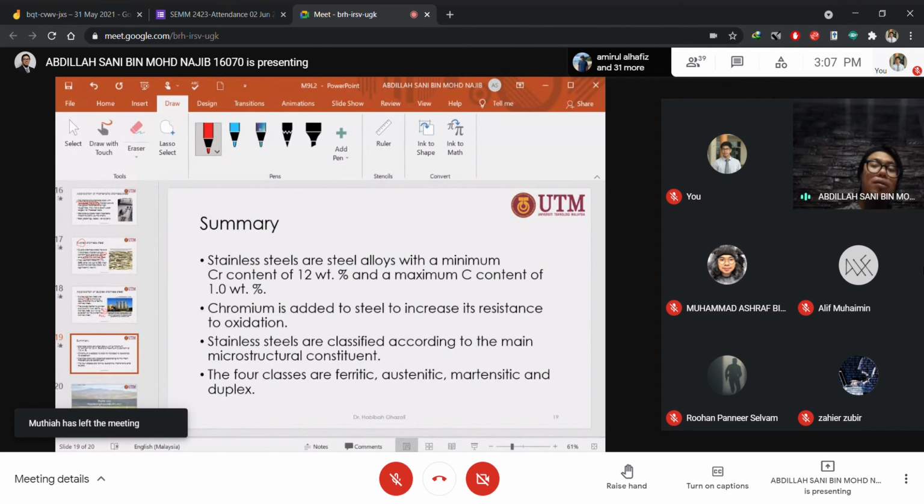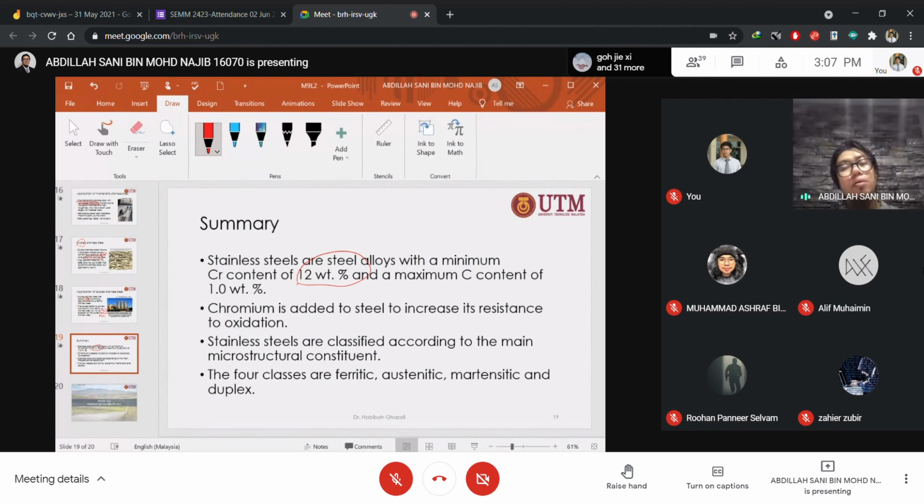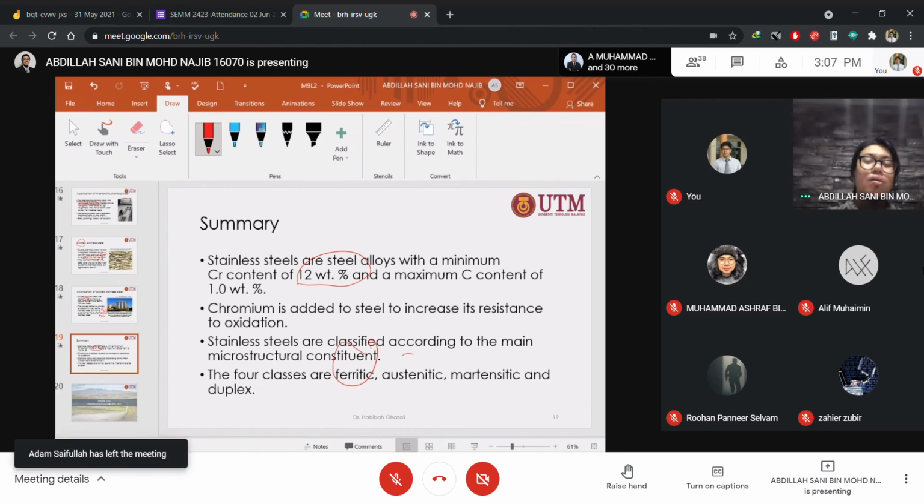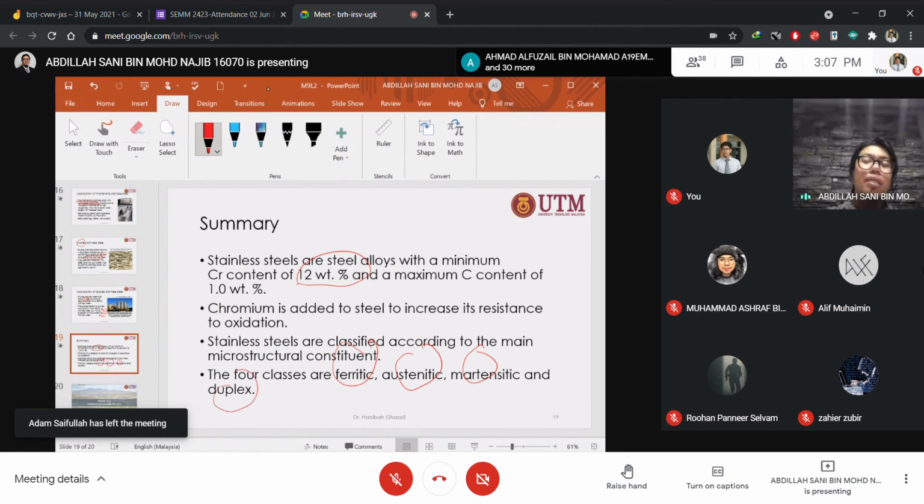Stainless steel are iron alloyed with a minimum content of 12% chromium, and in summary, a maximum carbon content of 1% only. Okay. Chromium is added to the steel to increase its resistance to oxidation. Stainless steel are classified according to the main microstructural constituents. There are four classes: the ferritic, austenitic, martensitic, and duplex.